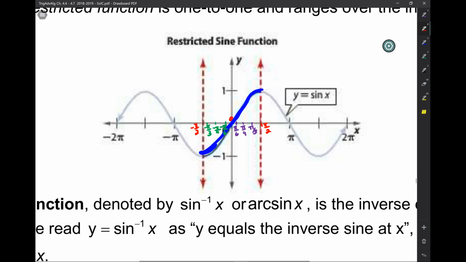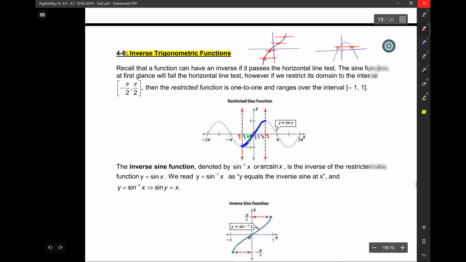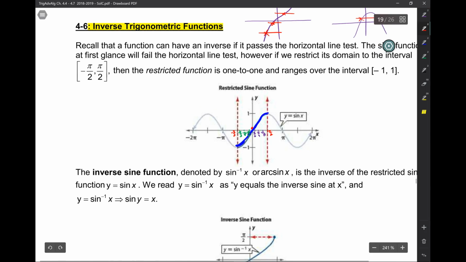Basically, it's plus and minus pi over 6, plus and minus pi over 4, plus and minus pi over 3, pi over 2, and zero in the middle. We're going to write them again and again so many times.